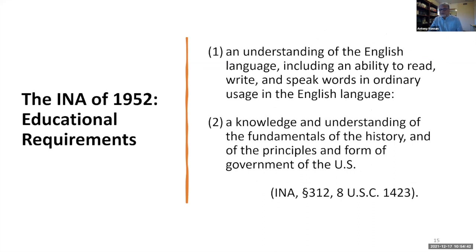Now, fast forward to 1952. This is the most important act that has been passed regarding immigration and naturalization, because it stipulated that these two conditions must be met by immigrants who seek citizenship. The first one is an understanding of the English language, including an ability to read, write, and speak words in ordinary usage in the English language. And two, a knowledge and understanding of the fundamentals of the history and of the principles and form of government of the United States. So two requirements, and we'll see these two requirements operationalized in the way it is today.